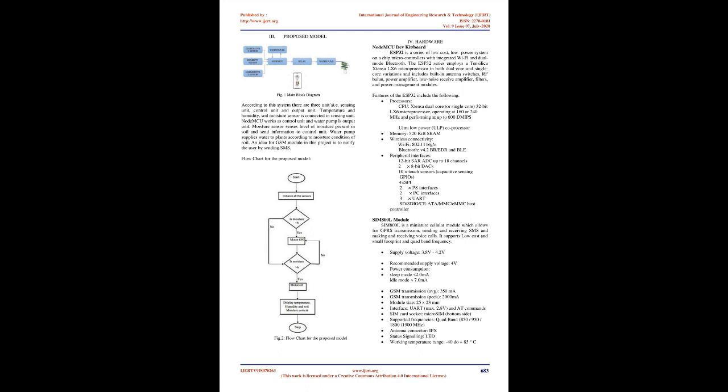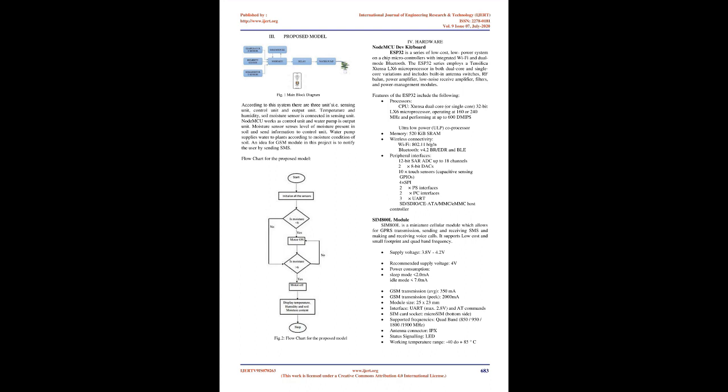4. Hardware: NodeMCU dev kit/board. ESP32 is a series of low-cost, low-power system on a chip microcontrollers with integrated Wi-Fi and dual-mode Bluetooth. The ESP32 series employs a Tensilica Xtensa LX6 microprocessor in both dual-core and single-core variations and includes built-in antenna switches, RF balun, power amplifier, low-noise receive amplifier, filters, and power management modules. Features of the ESP32 include the following.